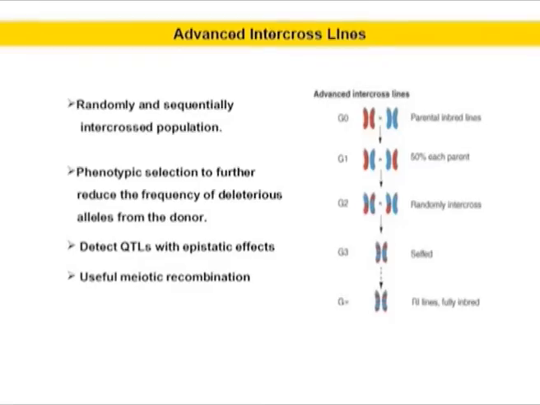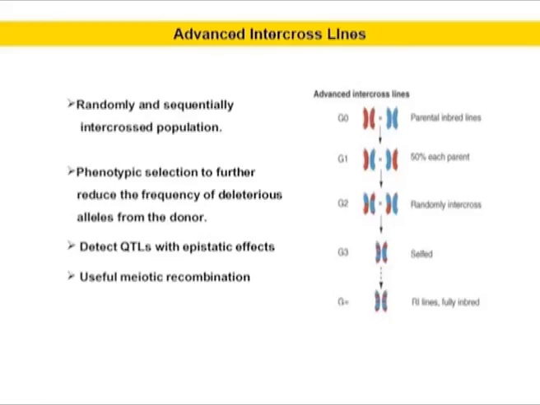Next is the advanced intercross lines or AIL. An advanced intercross line can provide more accurate estimates of quantitative trait loci map location than conventional mapping populations. An AIL is produced by randomly and sequentially intercrossing a population that initially originated from a cross between two inbred lines or some variant thereof.